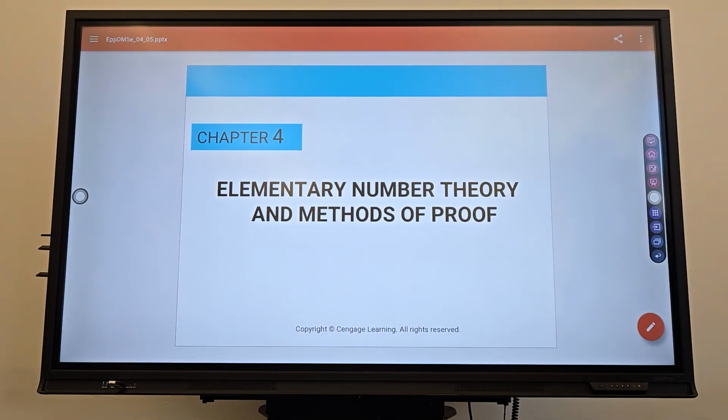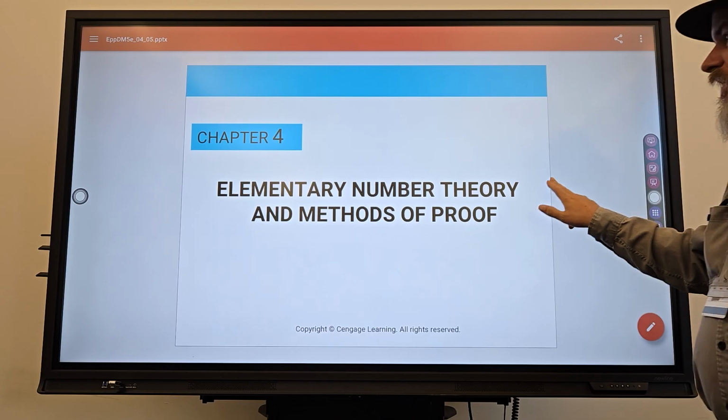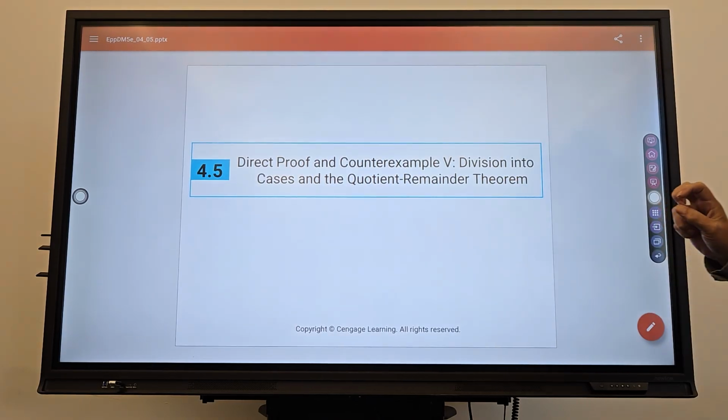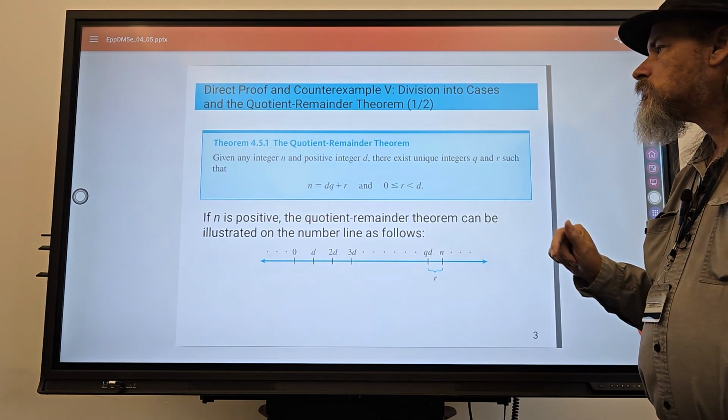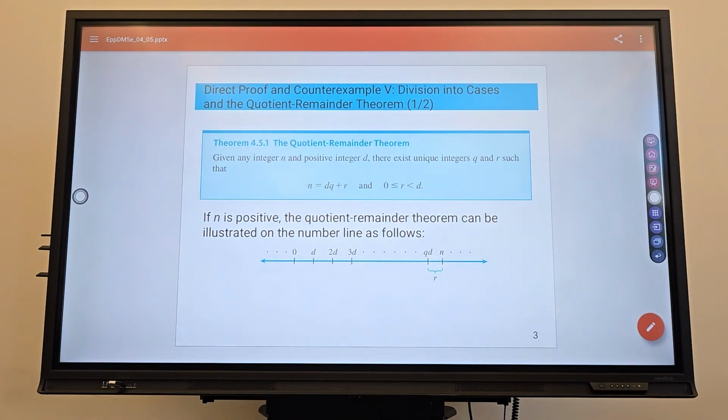Elementary number theory and methods of proof. Part 5. Division into cases and the quotient remainder theorem. The quotient remainder theorem: given any integer n and positive integer d, there exist unique integers q and r such that n equals dq plus r, and r is greater than or equal to 0 but less than d.